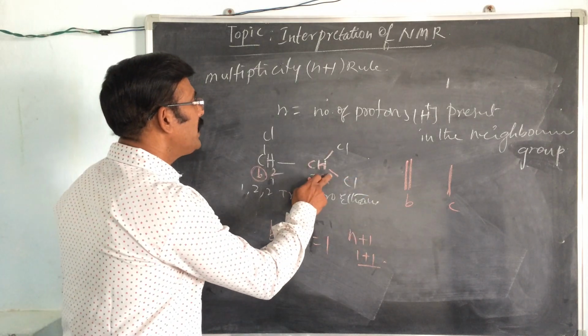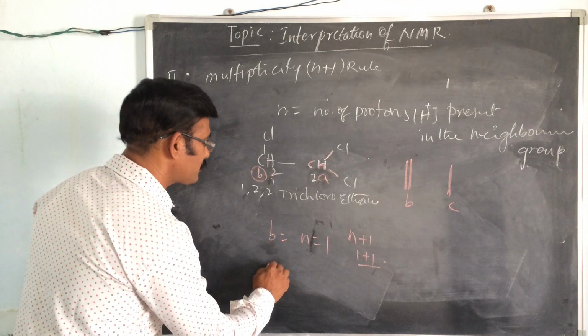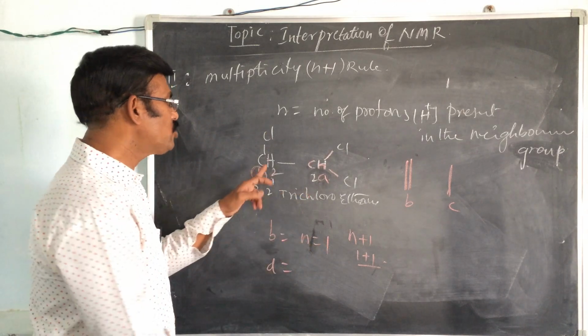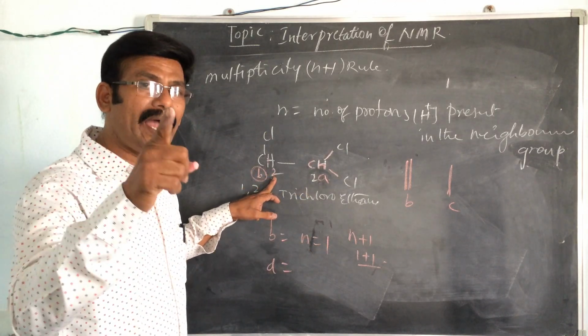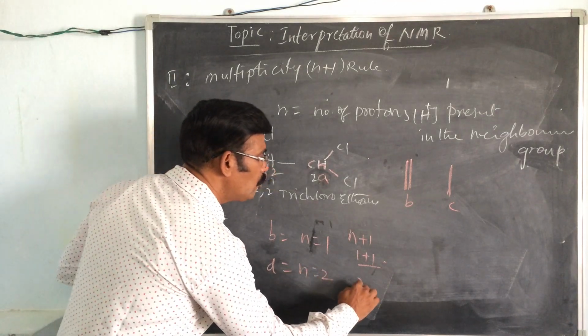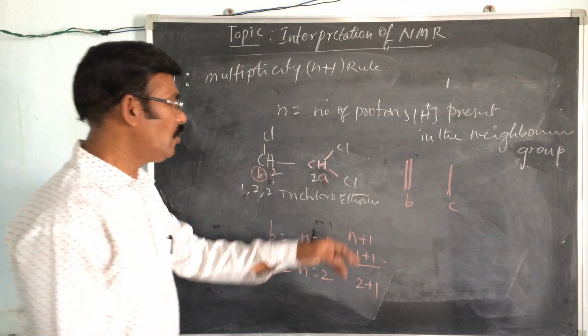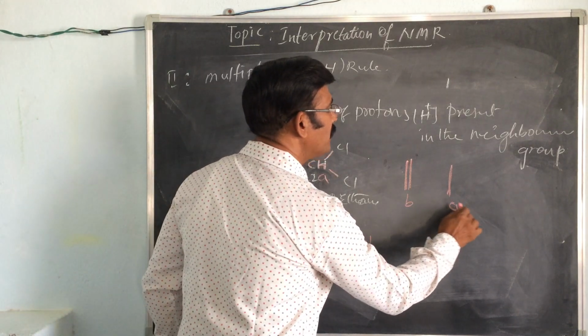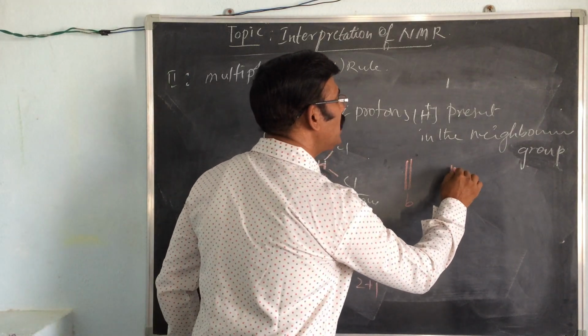So now the neighboring group of A is the B. How many hydrogens are there? 2 hydrogens are there. That n is equal to 2, plus 1, 3. So here A is the triplet.